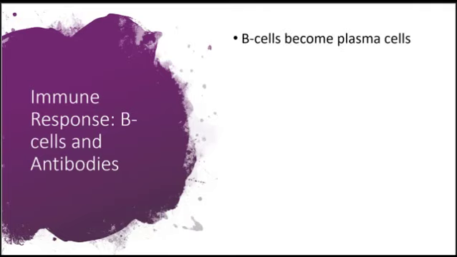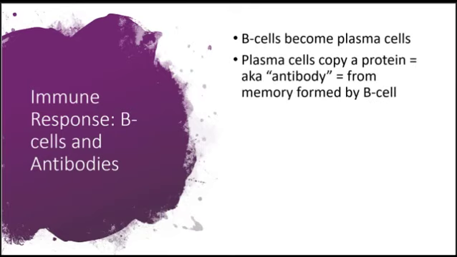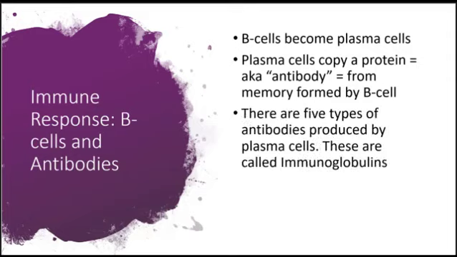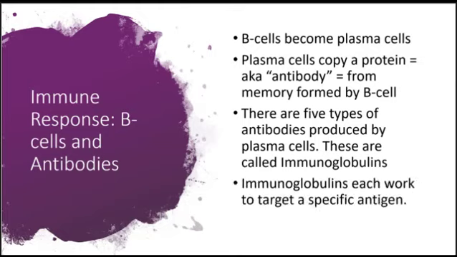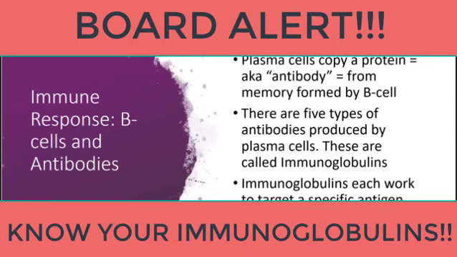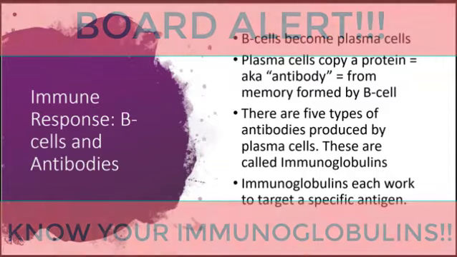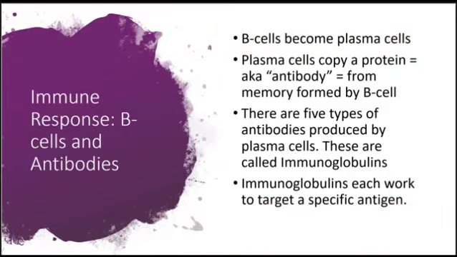The B cells become plasma cells. The plasma cells copy a protein, the antibody, from the memory formed by the B cell. There are 5 types of antibodies produced by plasma cells, and these are called immunoglobulins. Each of those immunoglobulins works to target a specific antigen. So here is your first board alert. You need to know your immunoglobulins. They are very likely to ask you something about the individual immunoglobulins.